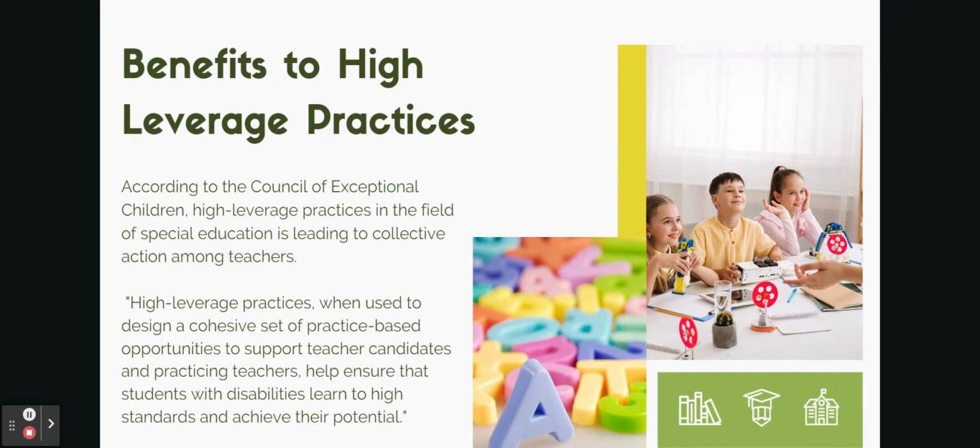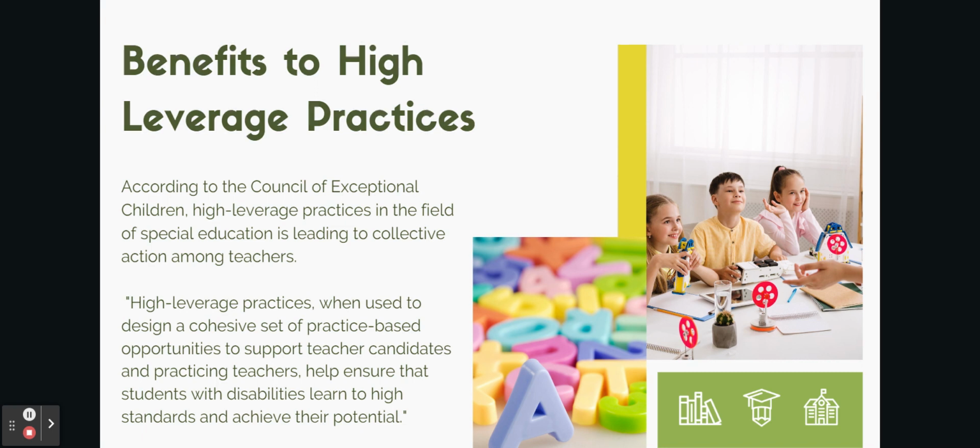What are benefits to high leverage practices? Well, according to the Council for Exceptional Children, high leverage practices in the field of special education is leading collective action among teachers. The high leverage practices, when used to design a cohesive set of practice based opportunities to support teacher candidates and practicing teachers, help ensure that students with disabilities learn at high standards to achieve their potential.